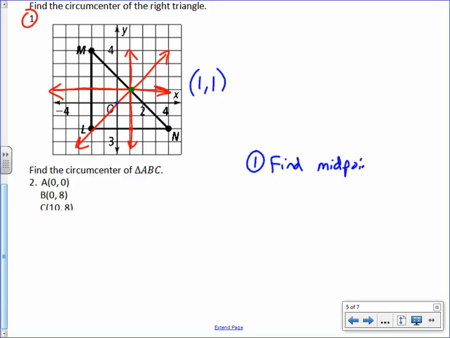And the reason I want to go through this is because we will have to do this. You'll have to do this probably once or twice this chapter. So now you know how to do it. So step 1, we're going to find the midpoints of each.